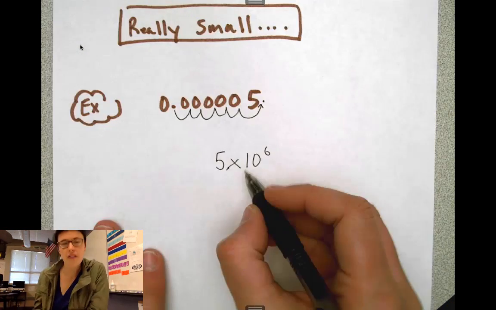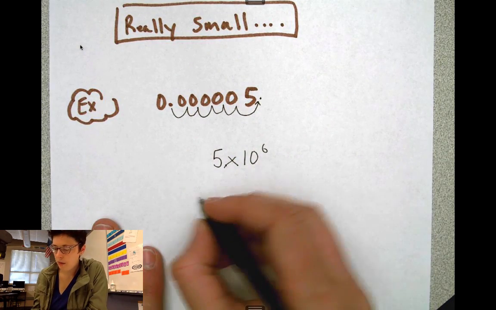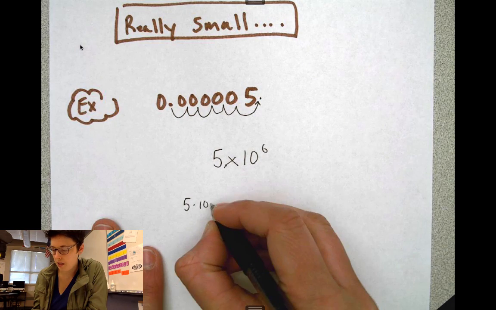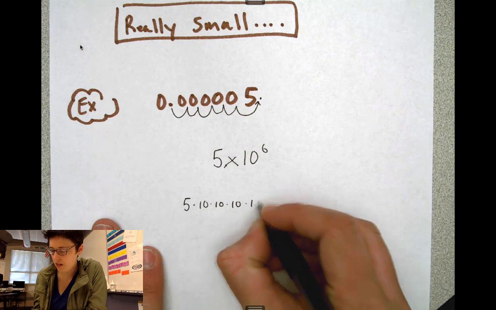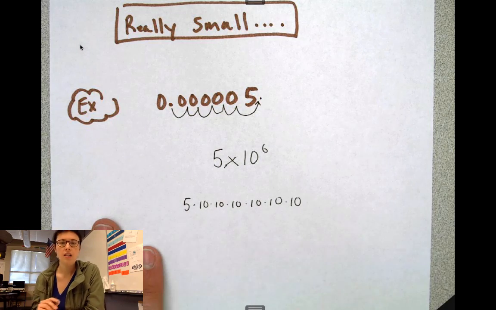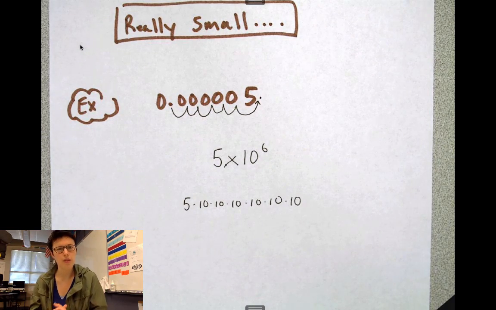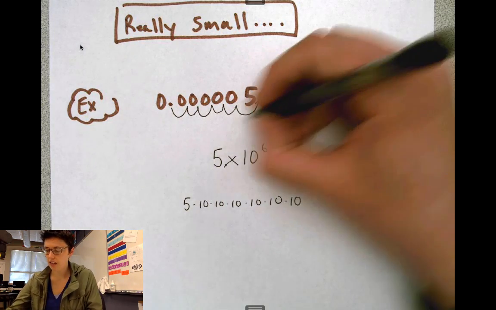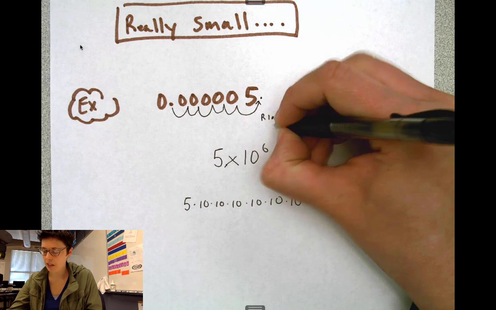If I leave it as 5 times 10 to the 6th power, remember what that means? 5 times 10 times 10 times 10 times 10 times 10. 1, 2, 3, 4, 5, 6 times. Isn't that a really big number, not a really small number? So we need to do something to show that we moved it 6 times, but we moved it to the right this time. We went right with our decimal.